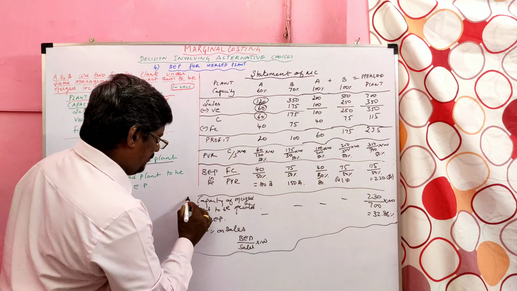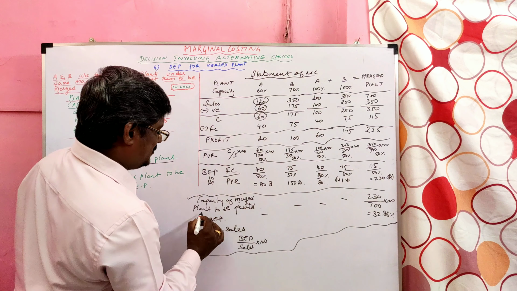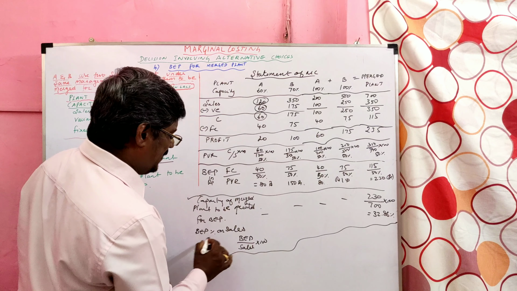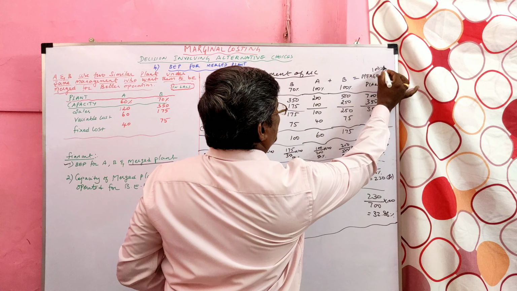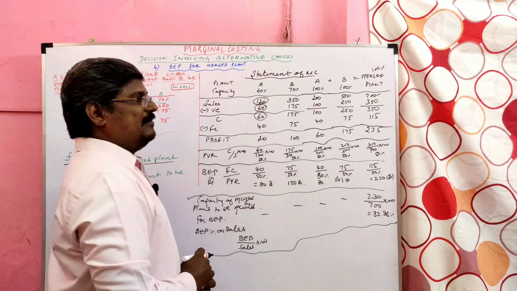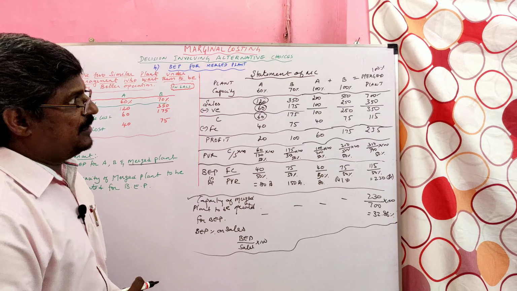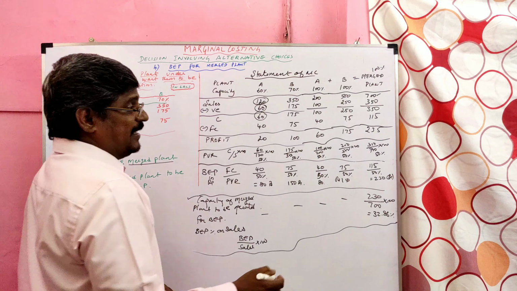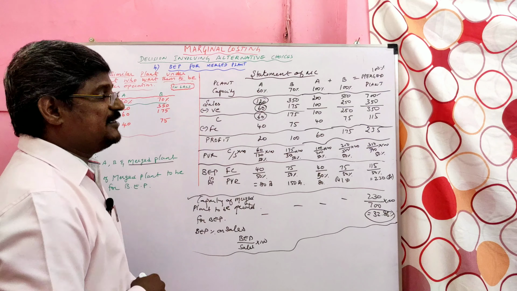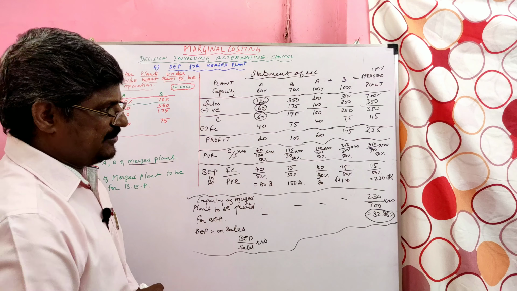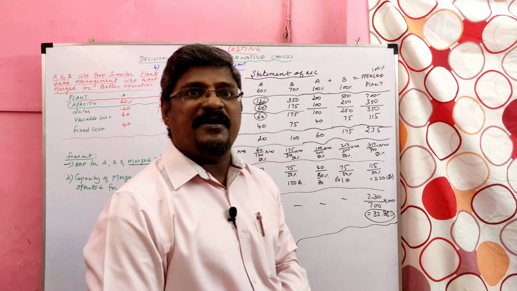This is a new question. Capacity of the merged plant to be operated for BEP is nothing but BEP percentage on sales. Here, if they operate at 100%, they will sell 700 worth of goods. If they want to make BEP, they should run capacity at 32.86%.